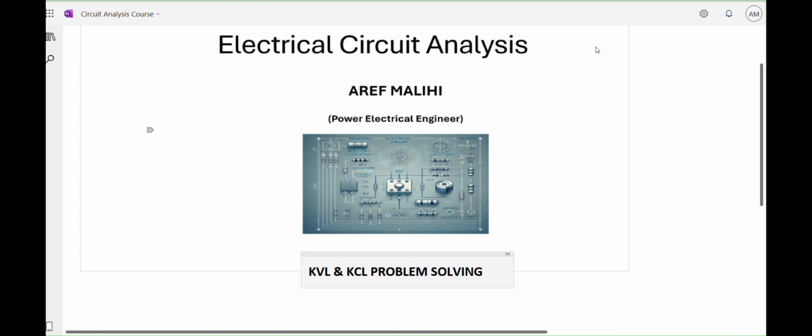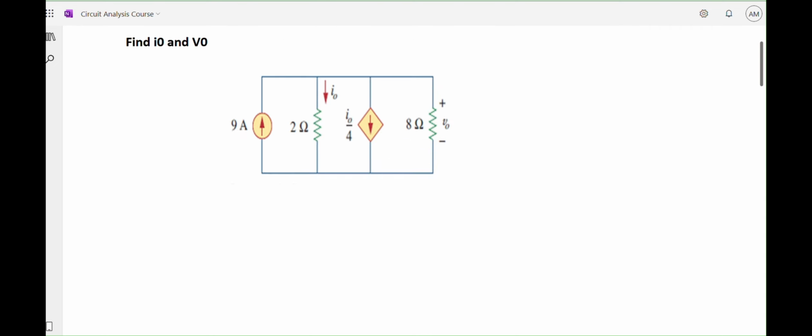Today we're going to solve a couple of KVL and KCL problems and try to figure out how to approach different circuits using these two fundamental rules in circuit analysis. Okay, let's begin with this circuit. Find I0 and V0. You might call it IO and VO in this circuit.